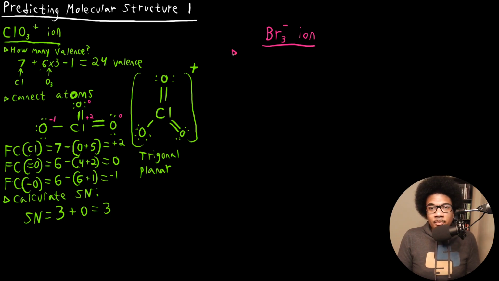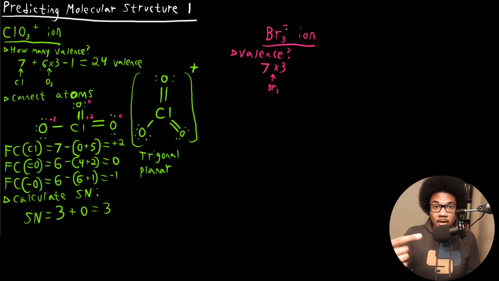So again here, how many valence electrons do we have? Bromine is going to have 7 valence electrons, right? And we got 3 of these guys. So this actually accounts for the entire molecular structure. And we have a negative charge, which means we have one more electron than we have protons. So that's going to be +1.